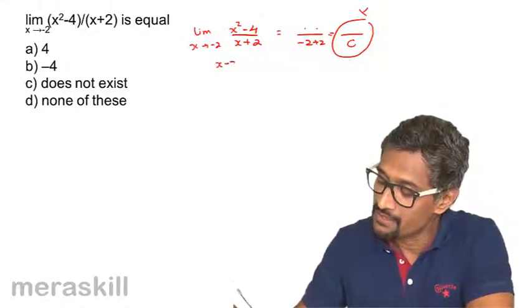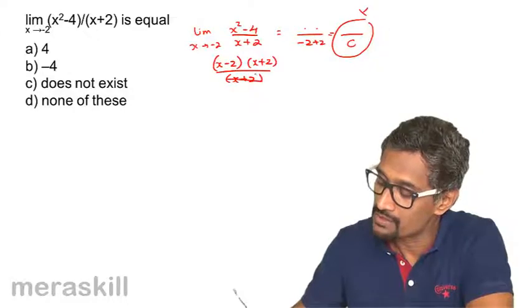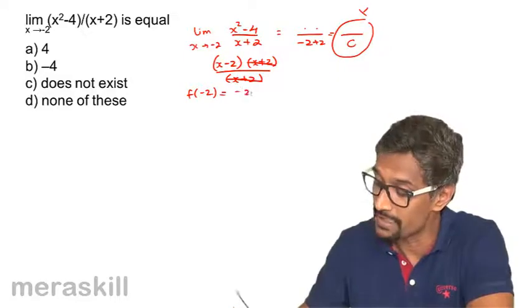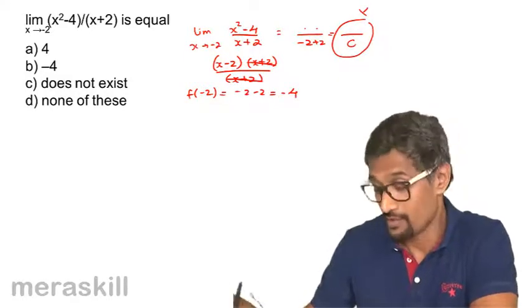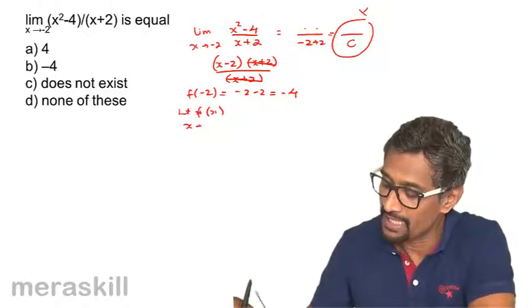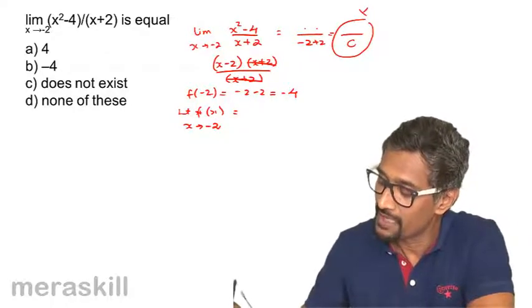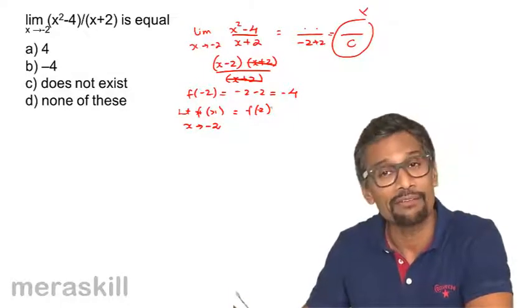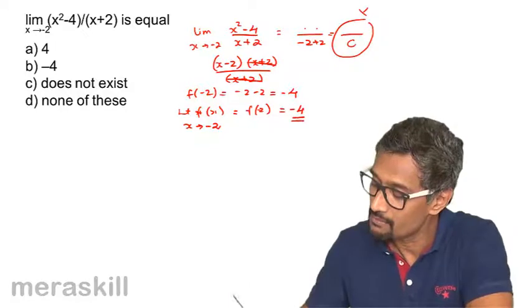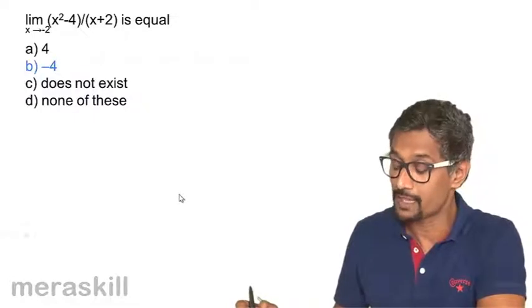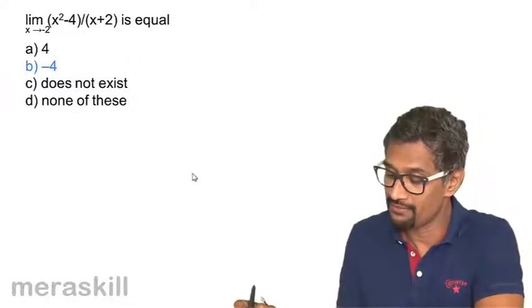Instead of that, we can factor the function. It will turn out to be x minus 2 into x plus 2 upon x plus 2. So we just cancel this. Now what is f of minus 2? The function has become determinate. It becomes minus 2 minus 2, which is minus 4. Once the function becomes determinate for that particular value of x, the limit of f of x as x approaches minus 2 is equal to f of minus 2 itself, which is nothing but minus 4. So we have it as minus 4. Okay, what do we have next?